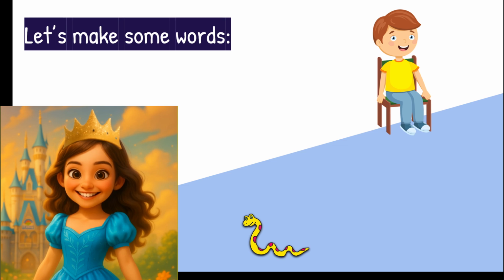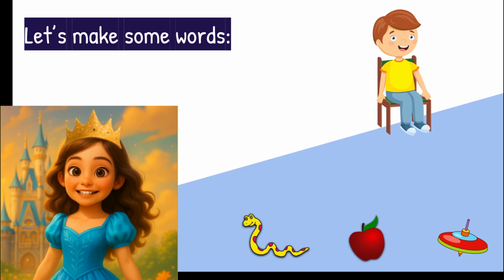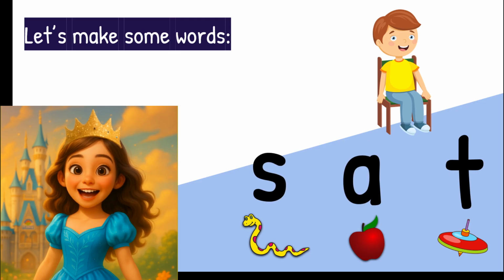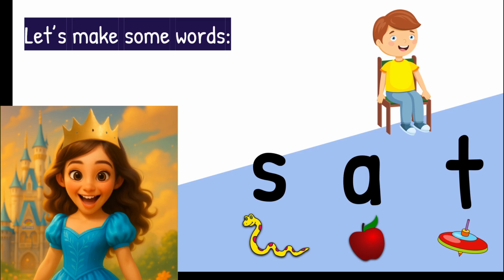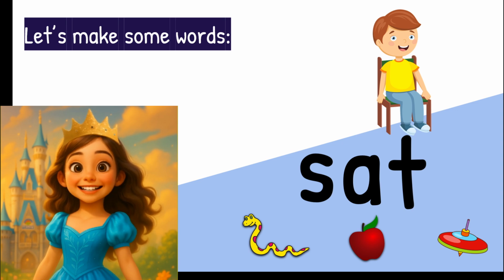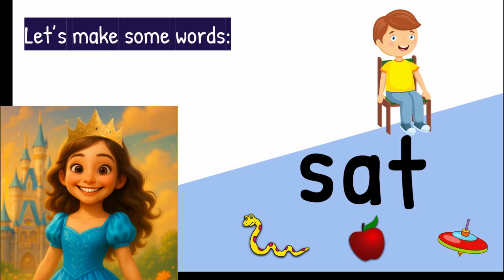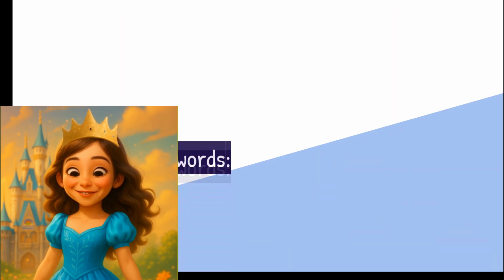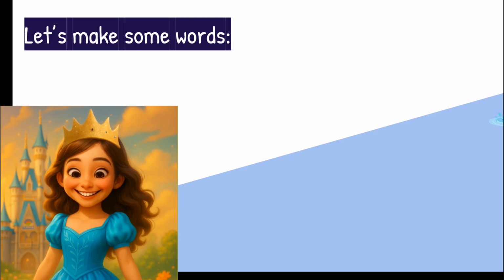The snake's S. A, the apple. T, t. Remember the top? S, a, t. Now let's stretch the sounds. Sat. And now you blend. Sat. Can you do it? Sat. Very good. So that's another word. You wrote sit and you can write sat. Good job. Let's make another one.